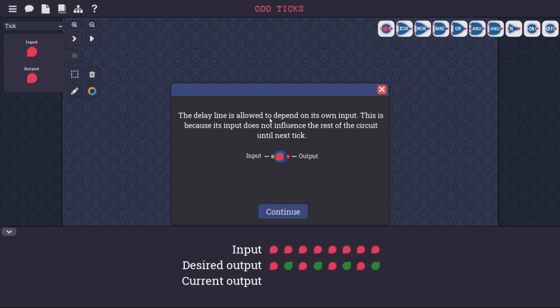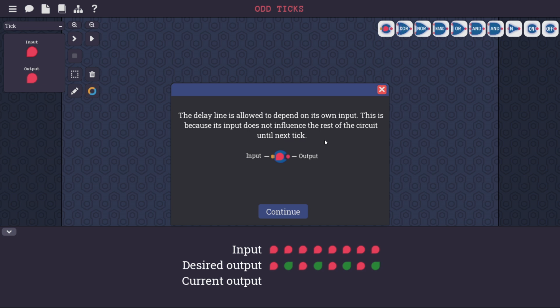The delay line is allowed to depend on its own output, on its own input. This is because the input does not influence the rest of the circuit until the next tick. Oh, okay. So only when the delay line is used, that's when a component relies on its own outputs. I think output is an issue. It causes a circular dependency.